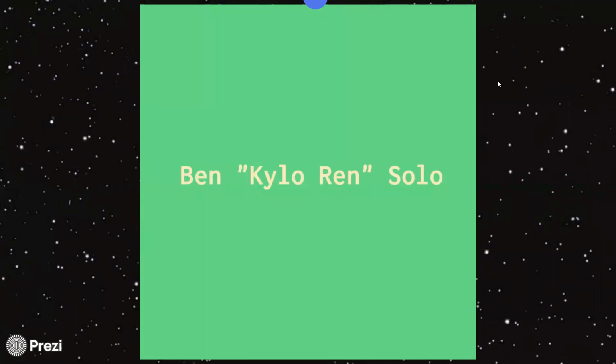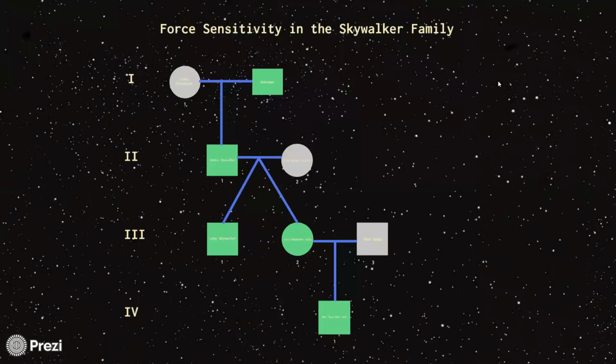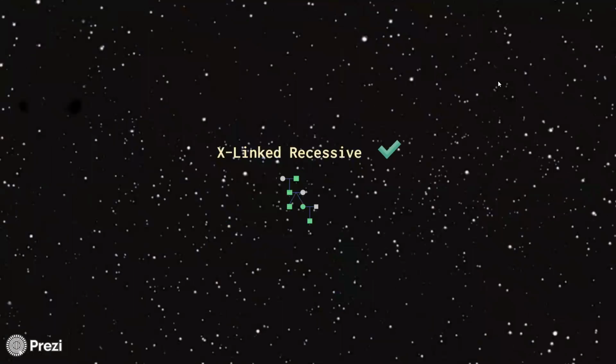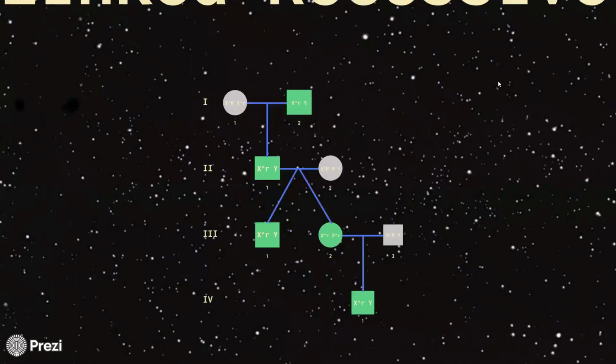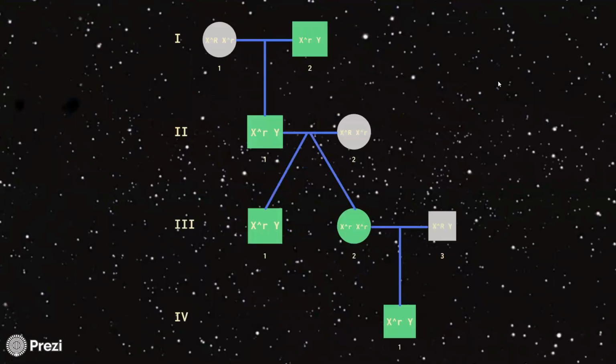The first mode of inheritance we can explore is X-linked recessive, meaning a recessive trait is attached to the X chromosome. This mode of inheritance works for this trait because we can see it with the genotypes written on each individual. I will post this link to the Prezi in the description, so you can zoom in and take a closer look at the genotypes if you want.